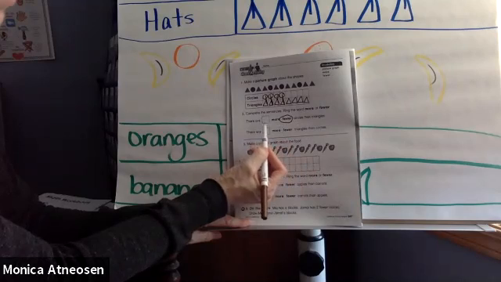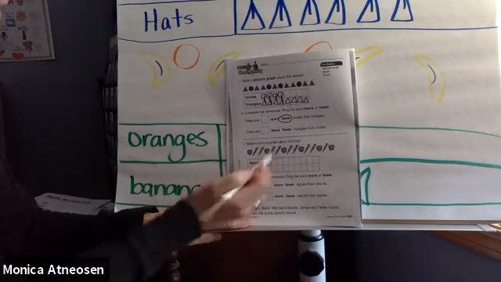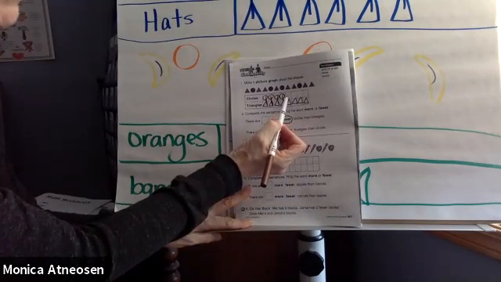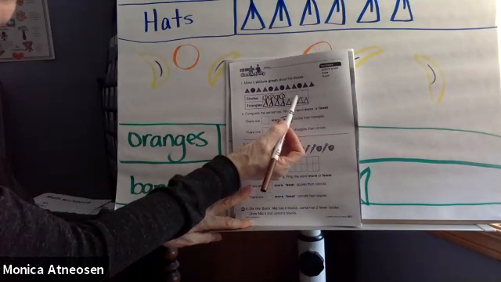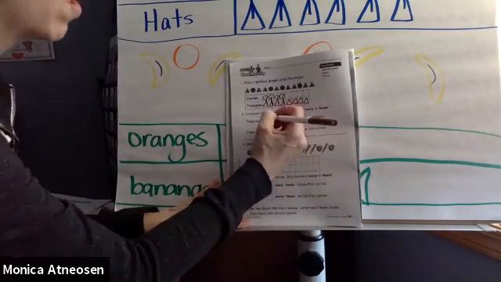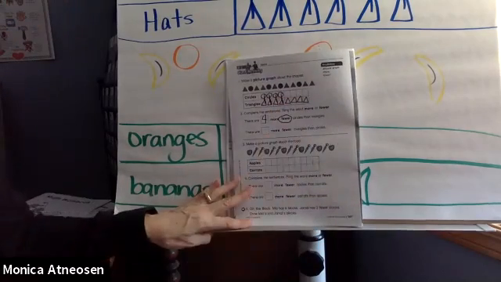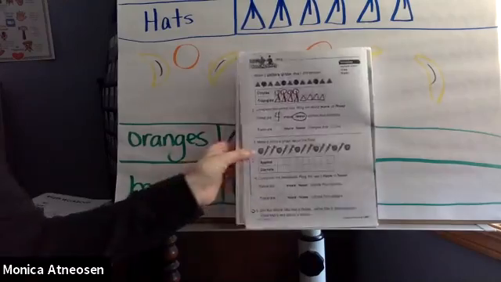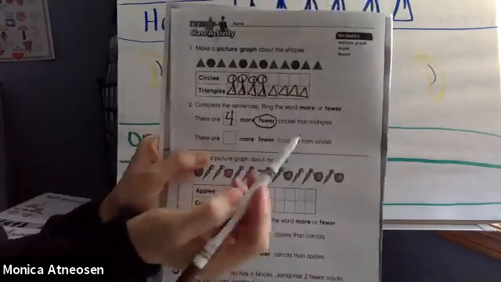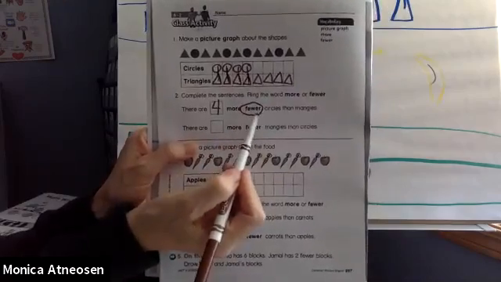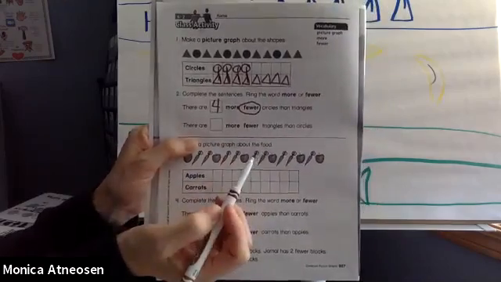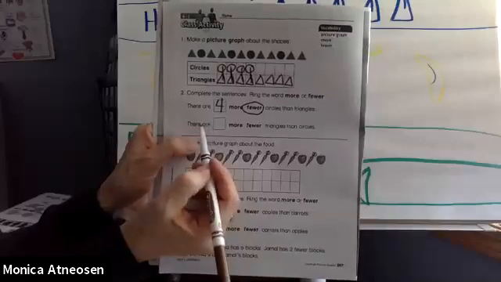And now we're going to go right here to this box and we're going to fill in how many fewer. When we count how many fewer, we count how many are missing. 1, 2, 3, 4. There's 4 missing. So it's 4 fewer. 4 that are missing. So 4 fewer. Only circle that one word. Then we answer the next question.